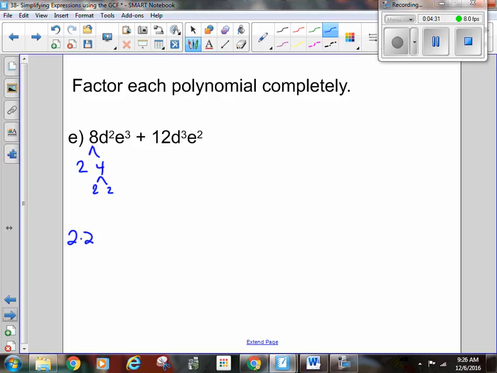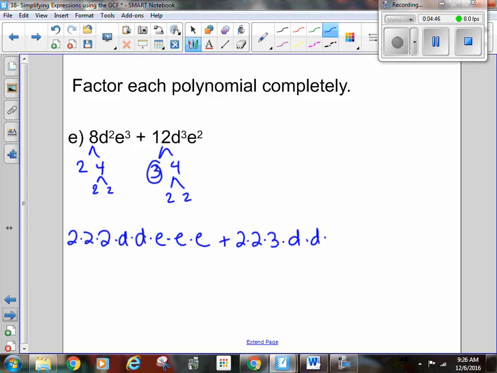So I have 2, 2, 2, 2 D's, and 3 E's. Okay, 12 I'm going to break into 3 and 4, and 4 breaks into 2 and 2. All right, so 2 2's, and 3 D's, and 2 E's. Okay, so I'm going to circle what I have from both of them. I have 2 2's, I have 2 D's, I have 2 E's.